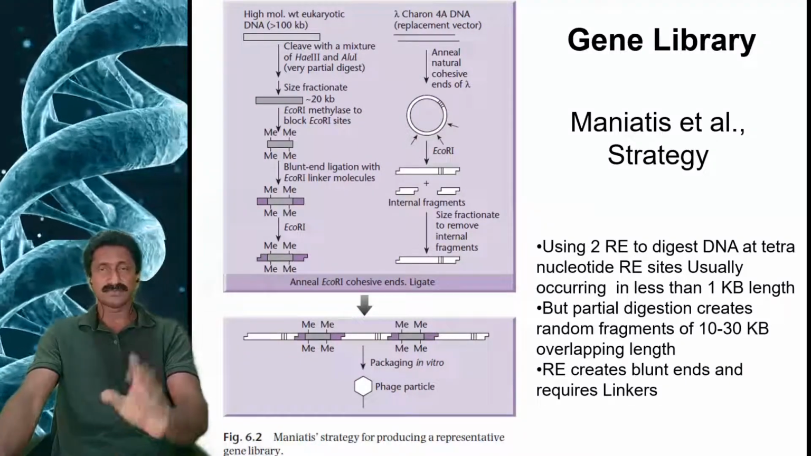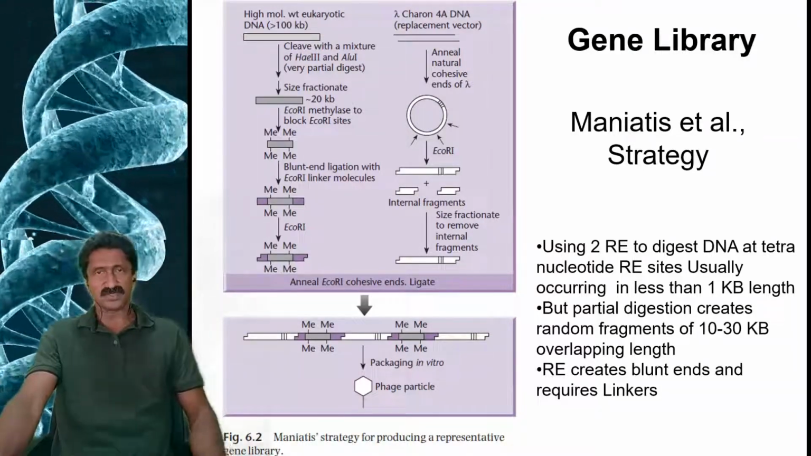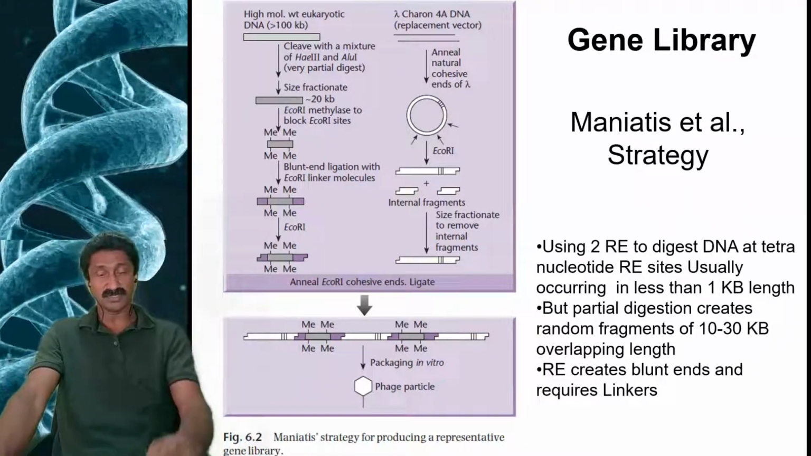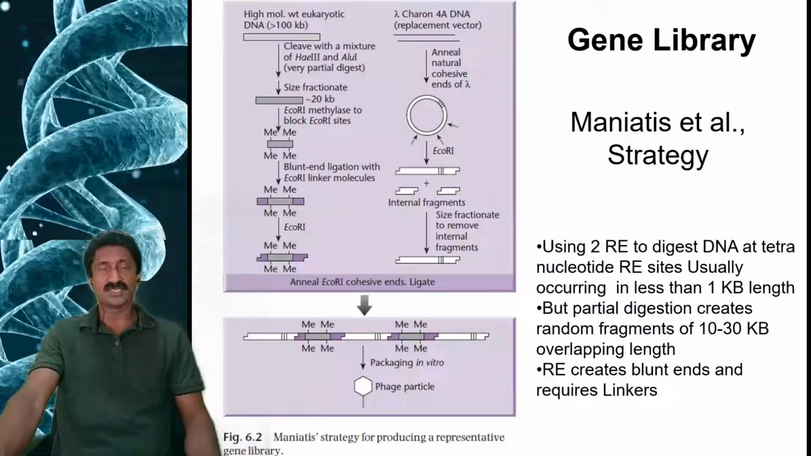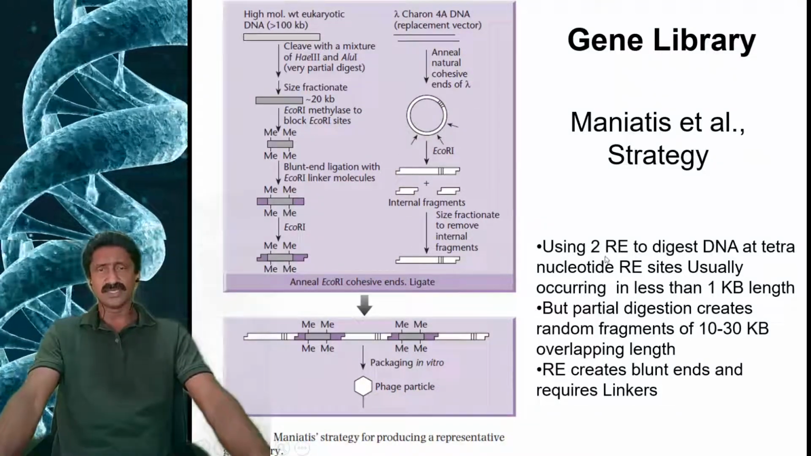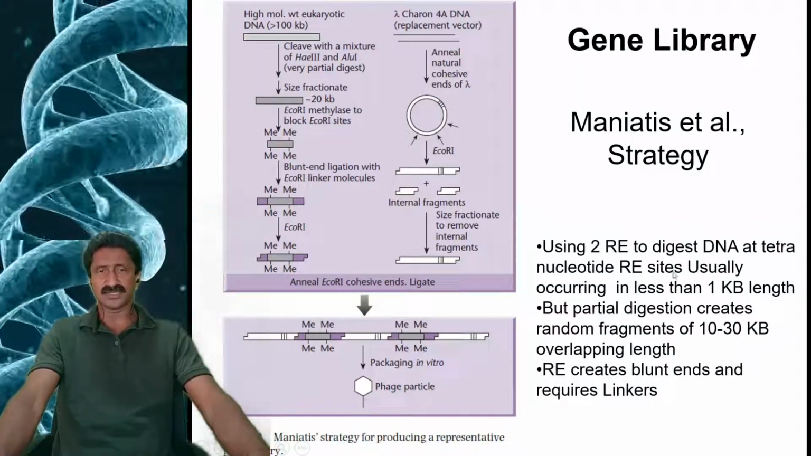And this is a strategy that is used for genomic DNA library preparation. That is the Maniatis et al. strategy. Here they are using two restriction enzymes to digest the DNA, usually at a tetranucleotide restriction site.